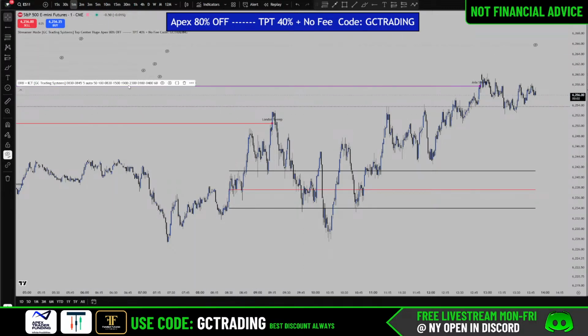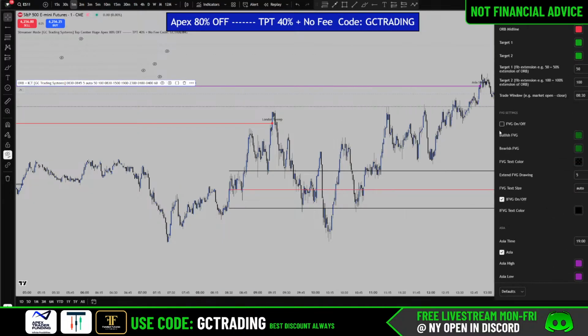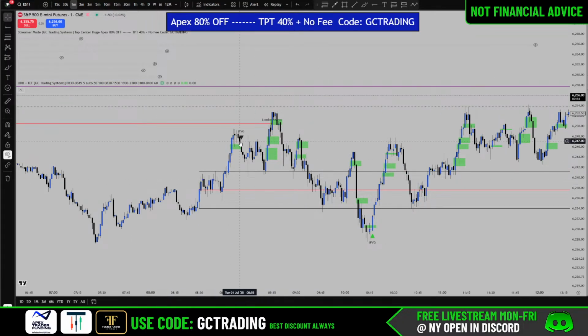So here's a prime example, right? We go over here, let's turn on the fair value gaps. It's going to draw your fair value gaps. So if we're just looking at the opening range, it's going to give you the inversion there.